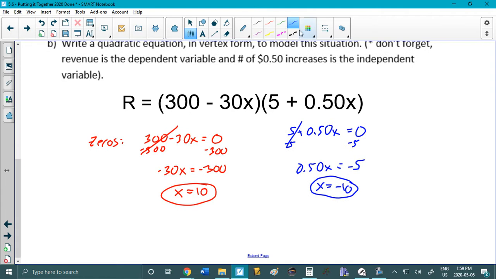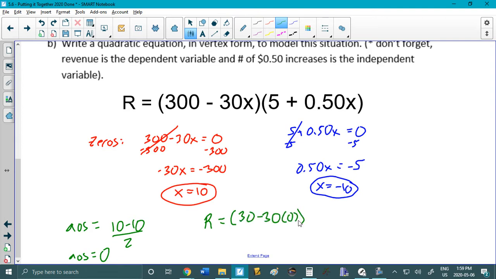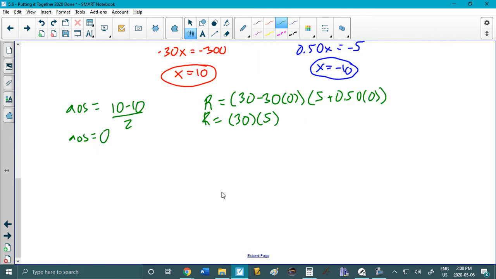Okay, so now to find the vertex, we need the axis of symmetry. And we're going to add the zeros, divide by 2, and we get 0. And now, to get the max revenue, we are going to sub in the axis of symmetry into the equation that I have above. Okay, so this is going to be, well, 30 times 0 is 0, so this is 30 times 5, and the revenue is 150.